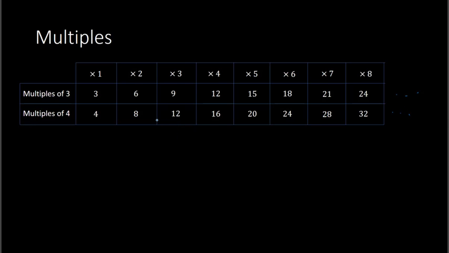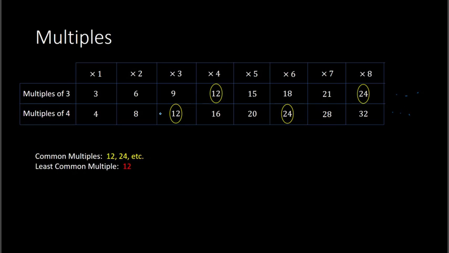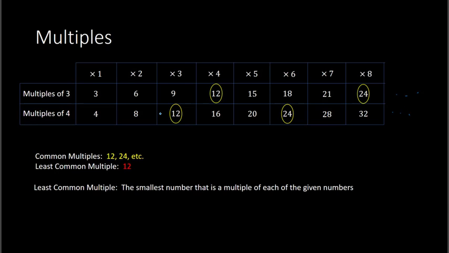Now, common multiples are multiples that both pair of numbers have in common. So notice they both have 12 in common, they both have 24 in common, and that would keep going for infinity. But what we're concerned with is the least common multiple. What is the smallest number that they have in common? And that smallest number would be 12. So the definition of least common multiple is the smallest number that is a multiple of each of the given numbers. So I would say the least common multiple of 3 and 4 would be 12.